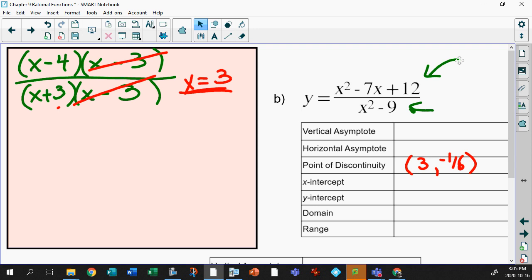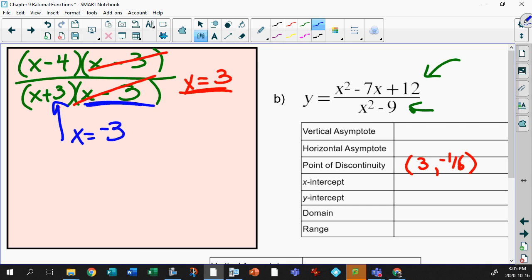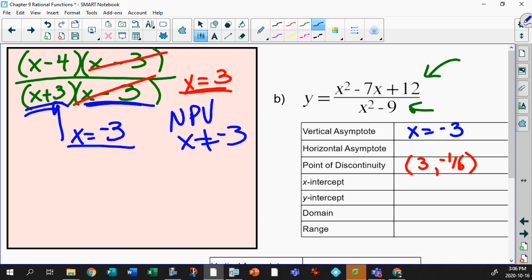We can take a look now and find out our vertical asymptote. Our vertical asymptote is right there at x equals minus 3. Remember, if they cancel, it's a point of discontinuity, but don't forget, you have a non-permissible value here: x cannot equal minus 3. So our vertical asymptote, in fact, is at x equals minus 3. Know the difference between a non-permissible value, which you would write as x not equal to minus 3, and an equation for the vertical asymptote, which you would write as x equals minus 3.